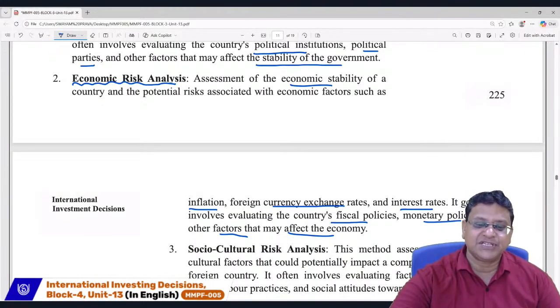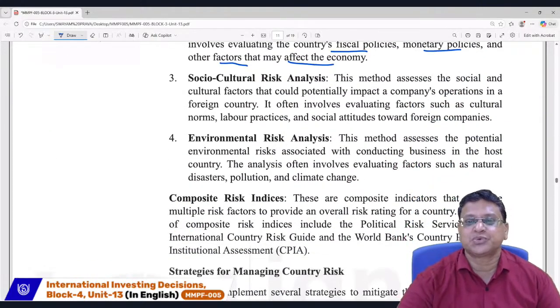that is economic risk. Next one is socio-cultural risk. What is socio-cultural risk?